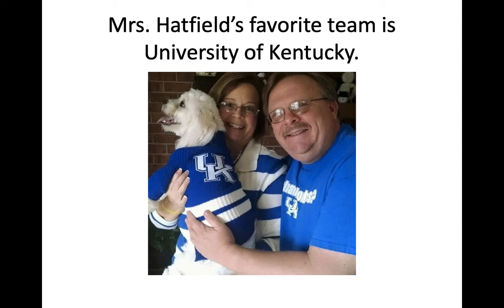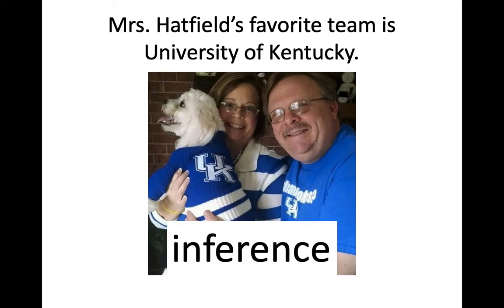Mrs. Hatfield's favorite team is University of Kentucky. Is that an inference or an observation? It's going to be an inference. It's going to be a guess. We can see that she has on University of Kentucky clothing, and even her dog does too, but it's a guess as to whether that is her favorite team. Just because she's wearing it doesn't necessarily mean it has to be her favorite team. So that's going to be an inference because we're making a smart guess.